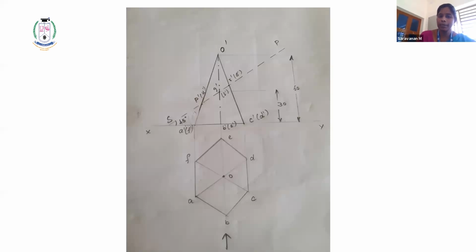Give the corresponding names. Okay. So I have given A means P, B means Q, C means R, S, T, U. So that's what I marked in bracket. So first give the names for the intersecting points of the sectional plane on the pyramid. Next.